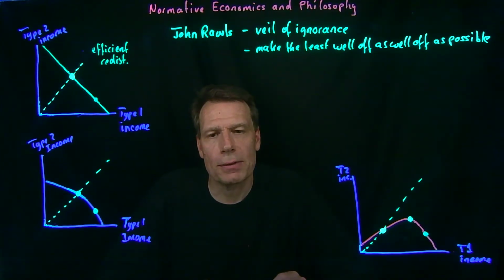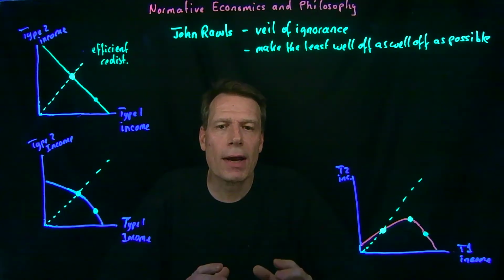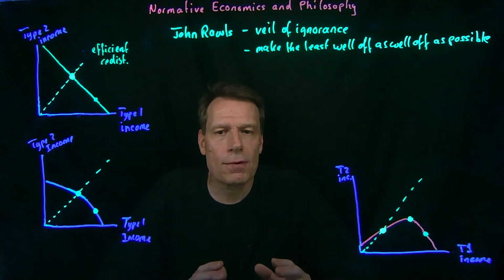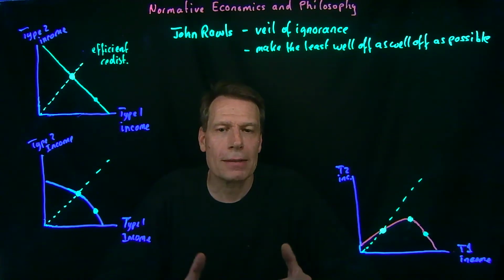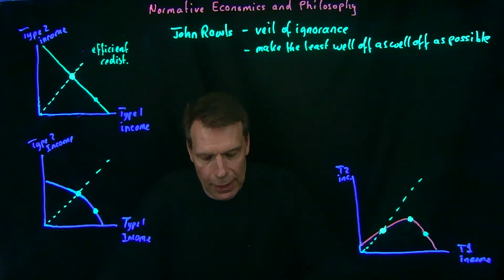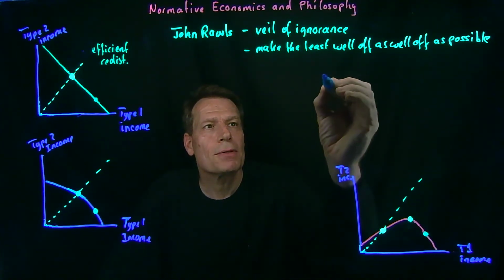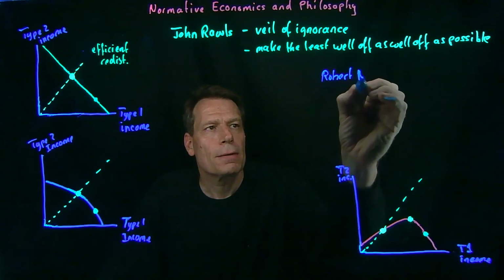But there's a larger question, which is, is this way of thinking about the problem even the right way? And there was another philosopher, a contemporary of John Rawls, and both were at the time professors at Harvard. They engaged in lots of debates, and this other philosopher's name is Robert Nozick.